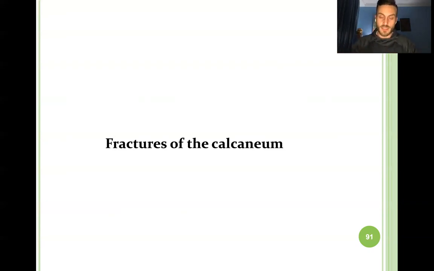And if the bone fails, you can have a medial malleolus fracture, which is from the tibia, or you can have a lateral malleolus fracture, which is from the fibula. And you have to know the classification for sure. So we have very nice classifications for ankle fractures. You have to keep them in mind.